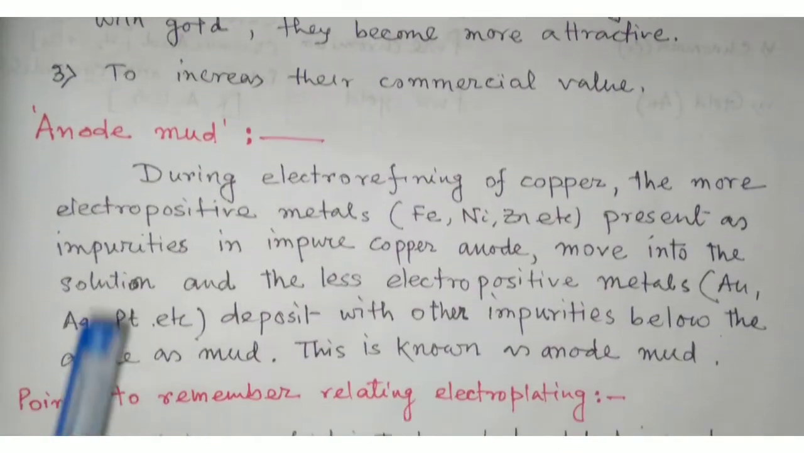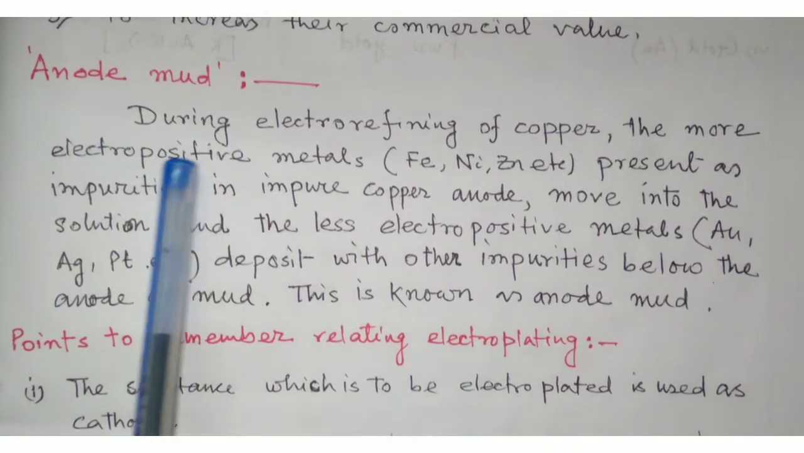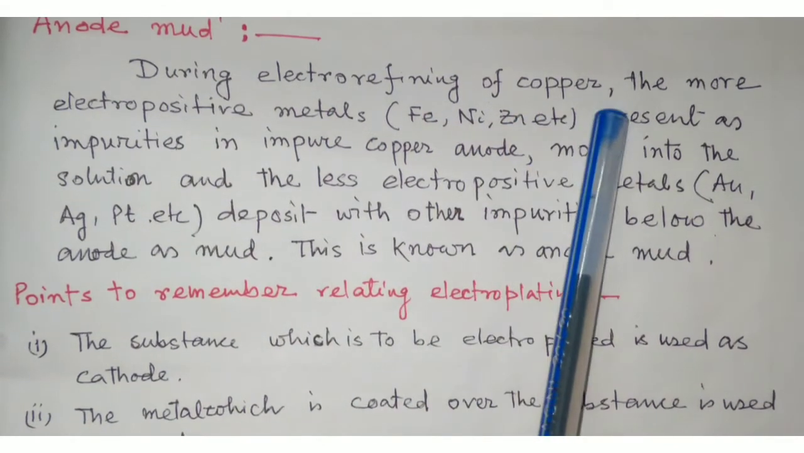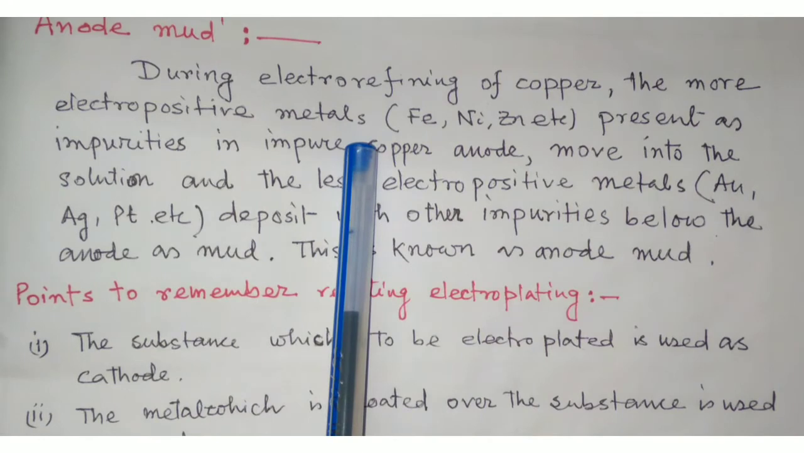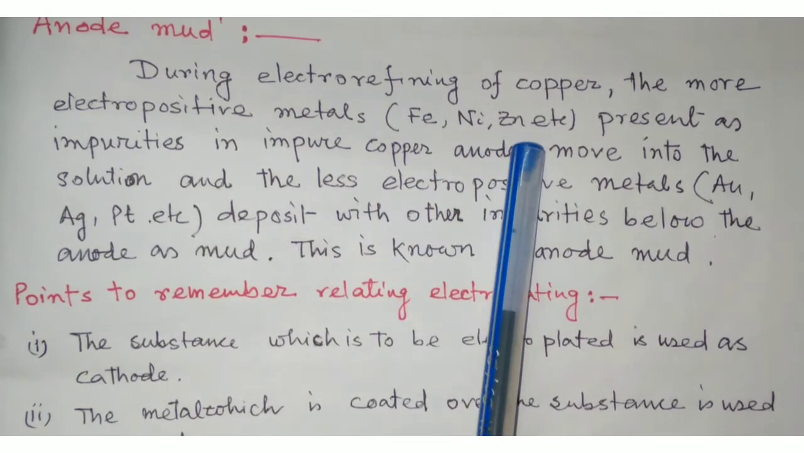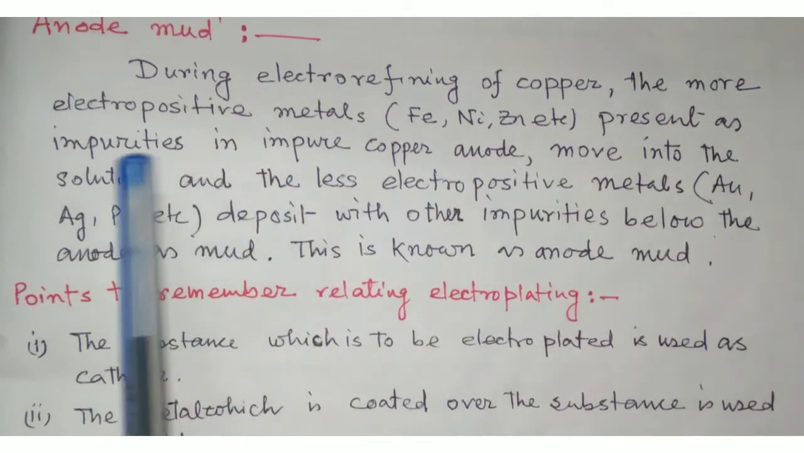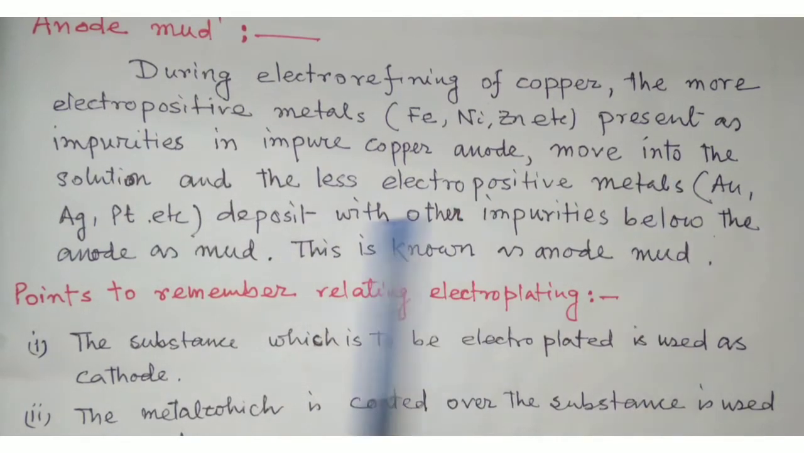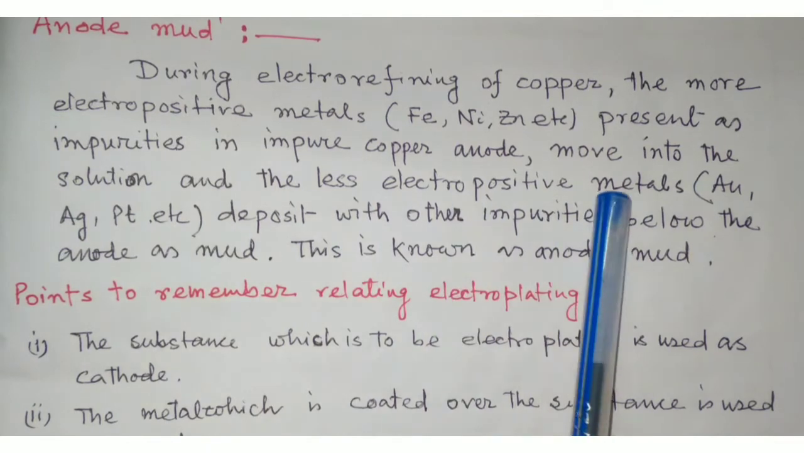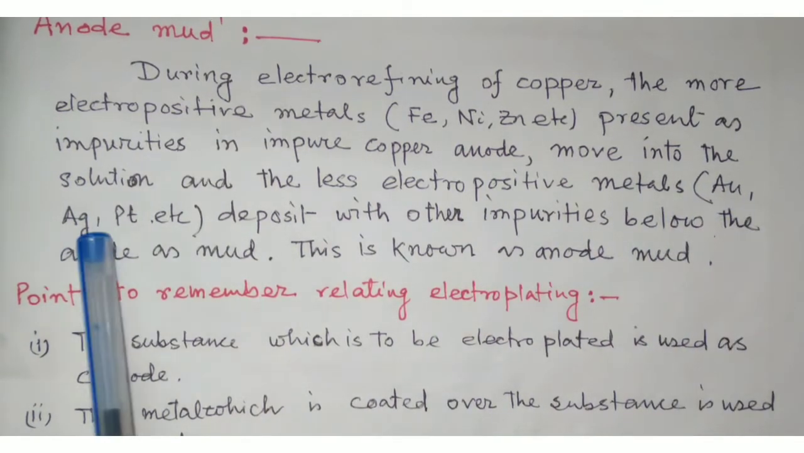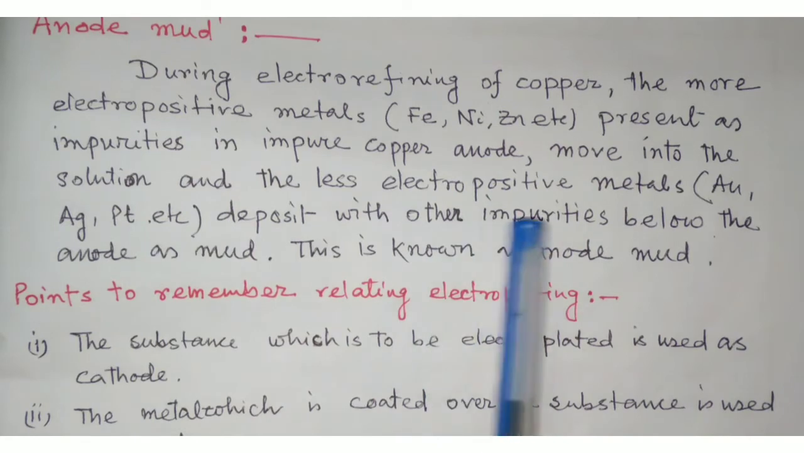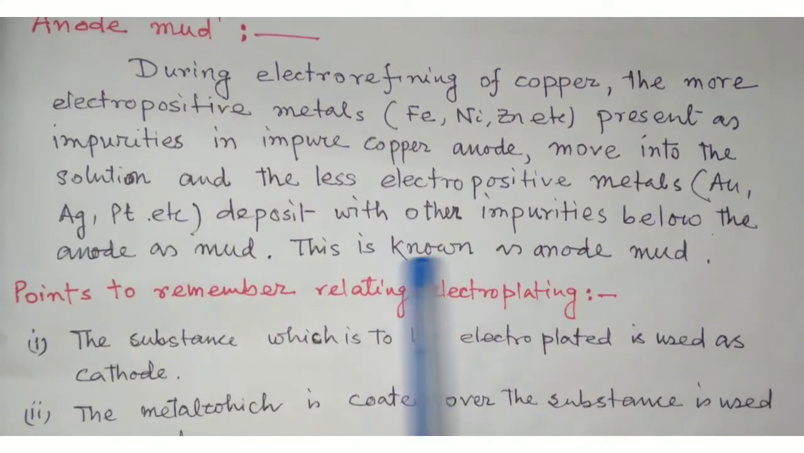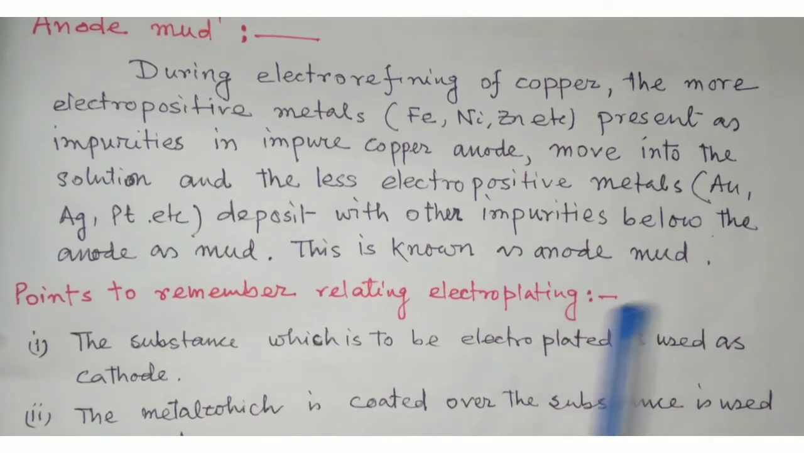Now, what is anode mud? During electrorefining of copper, the more electropositive metals, for example iron, nickel, zinc, etc., present as impurities in the impure copper anode move into the solution, and the less electropositive metals, for example gold, silver, platinum, etc., deposit with other impurities below the anode as mud. This is known as anode mud.